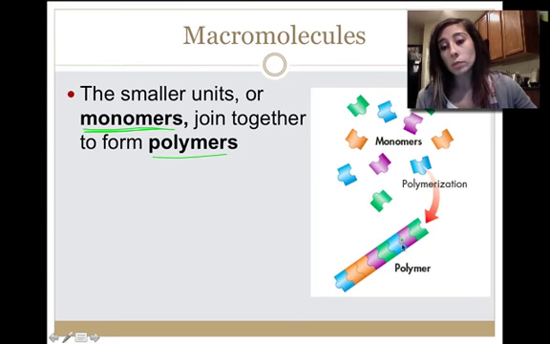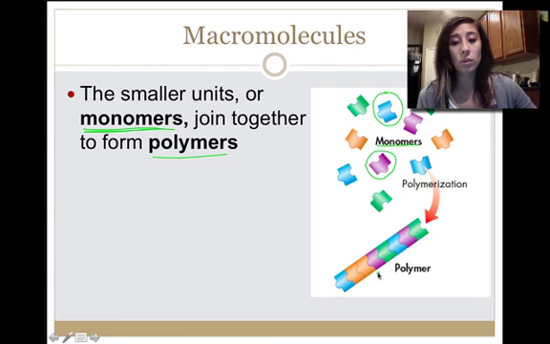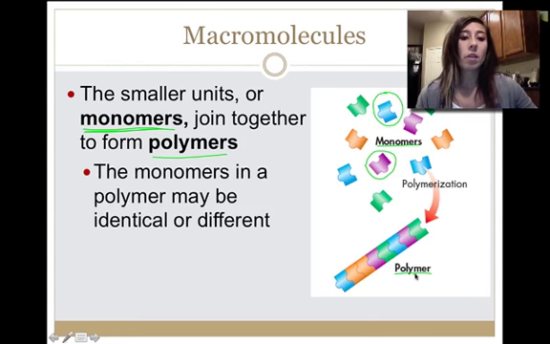Okay, so we're going from this one tiny small unit, which is known as a monomer, and we can link them together through chemical reactions, and then you will get a polymer. The monomers in a polymer can be identical or different. So if you see in the picture, we have different colored monomers. They don't have to be the same sort of element or same sort of atom in order for them to be linked together. You can still go from different types of monomers making one entire polymer.